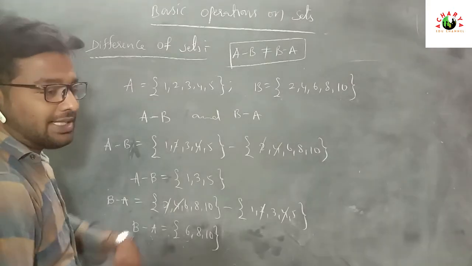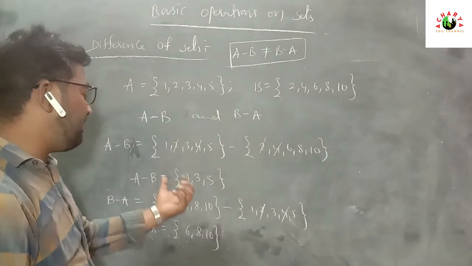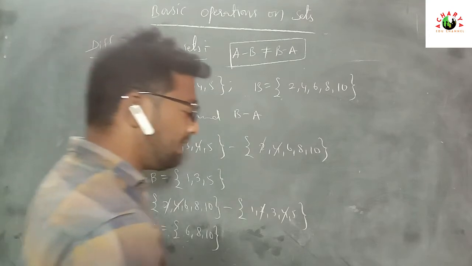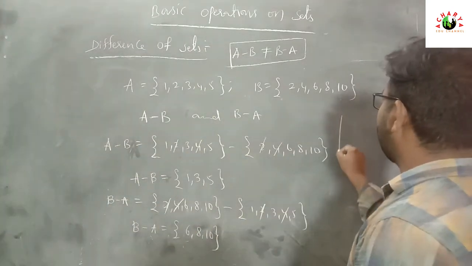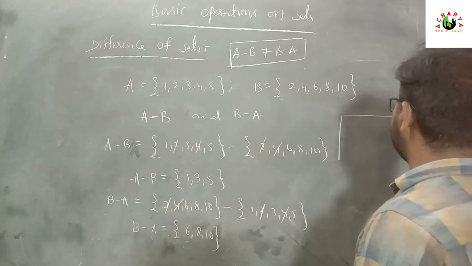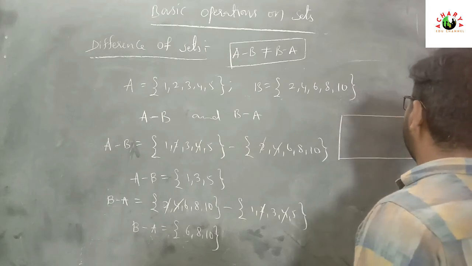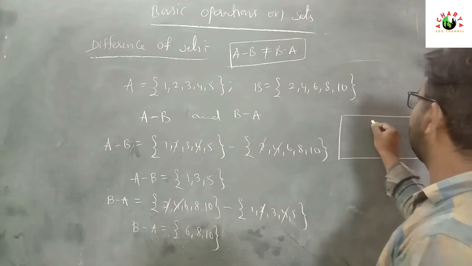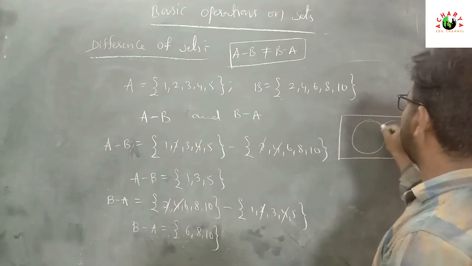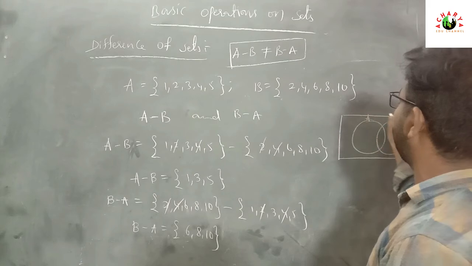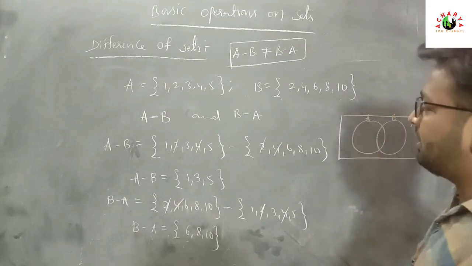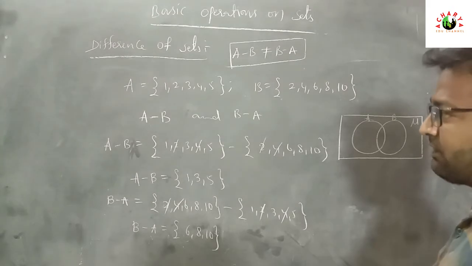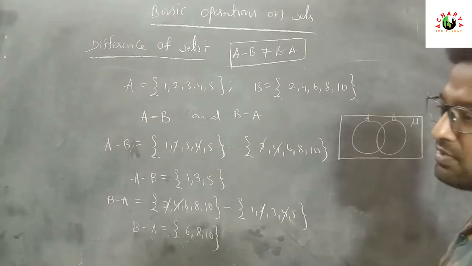Now next, how should we represent A minus B and B minus A in a Venn diagram? In a Venn diagram, first we should draw a rectangular box as before, with the universal set symbol mu, and we take the two sets, A and B. Same as union and intersection, the Venn diagram for the difference of two sets is also the same.